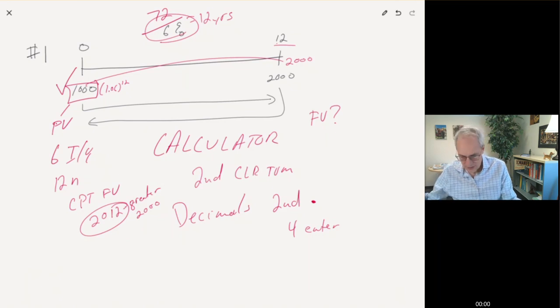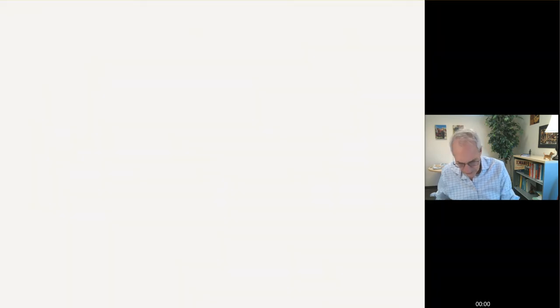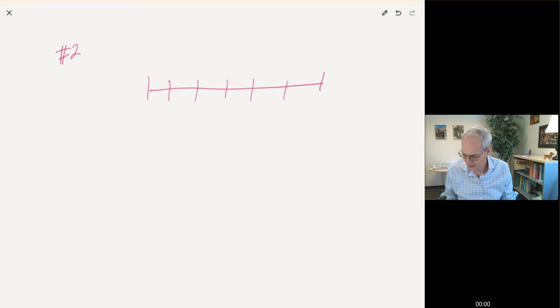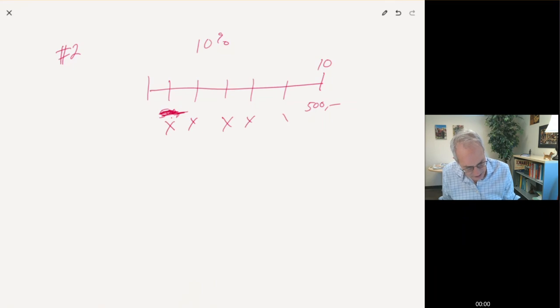Number 2. Number 2 says you want to retire and you need 500,000. I'm really big on these timelines, because I think it really helps some of you that don't like worded problems. If you can put them on a timeline, I think it takes a lot of that out of it. So you see that we need 500,000 in 10 years, and you get 10%. The question is, what are the payments? So how much do you have to put in every year?